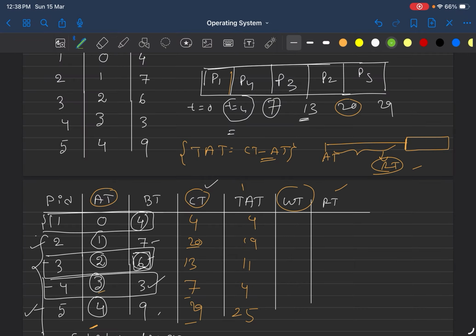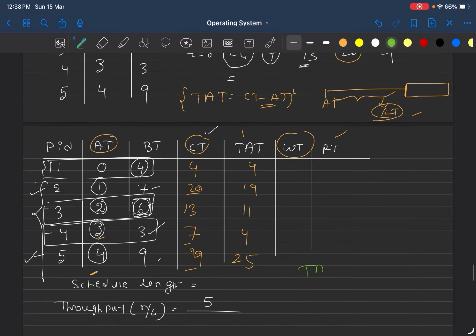Let me finish this wait time. We know turnaround time equals wait time plus burst time. So wait time will be turnaround time minus burst time. 4 minus 4 is 0. 19 minus 7 is 12. 11 minus 6 is 5. 4 minus 3 is 1. 25 minus 9 is 16.